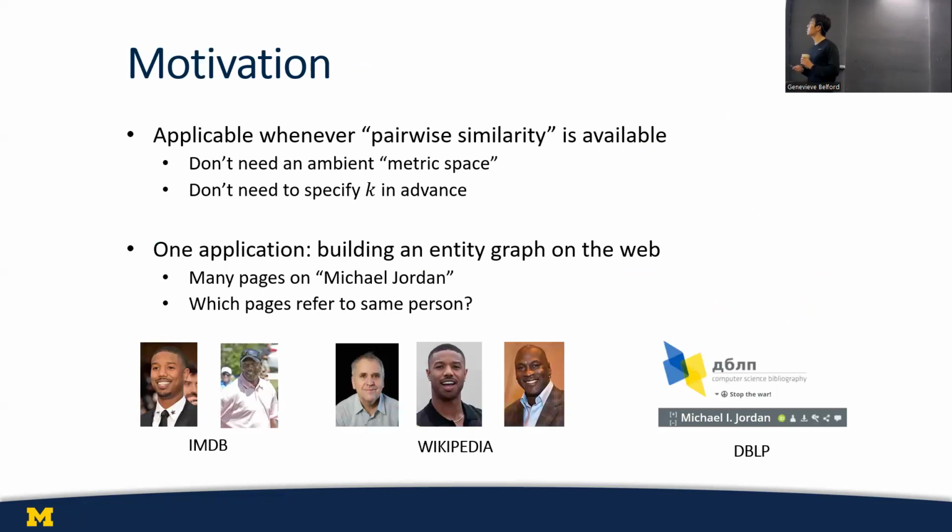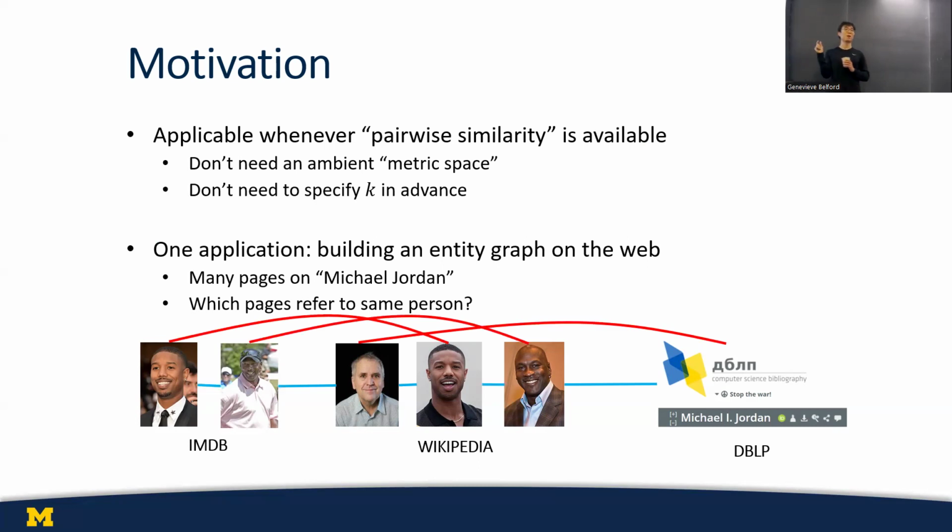One concrete application is building an entity graph on the web. Suppose you go to the internet and there are many pages on Michael Jordan. IMDb has 2 pages for Michael Jordan, Wikipedia has 3, and DBLP has 1, so there are 6 pages referring to Michael Jordan. Some of the pages refer to the same person, and some refer to different Michael Jordans. How can you cluster them so that each cluster corresponds to different pages of the same person? One way is to run a pairwise classifier on each pair.